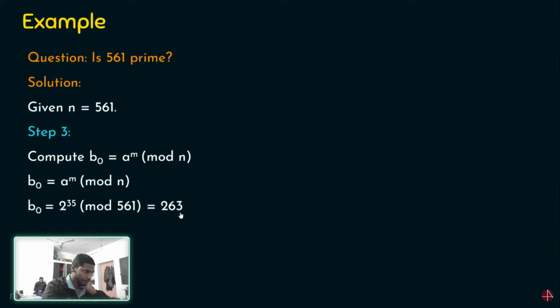So this is modular exponentiation. If you are directly watching this lecture, I request you to watch my previous lecture titled Modular Exponentiation to solve these kinds of equations easily. So the value of b naught is 263. Is it either plus 1 or minus 1? No. Since b naught is neither plus 1 nor minus 1, we are going to proceed with b1.